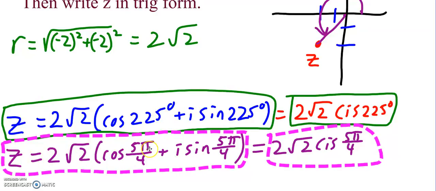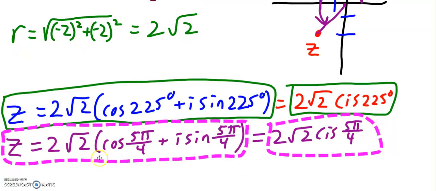Or 2 root 2 cosine 5 pi fourths plus i sine 5 pi fourths. If we want to write it in the shorthand version, it'd be 2 root 2 cis of 225 degrees, or 2 root 2 cis of 5 pi fourths.